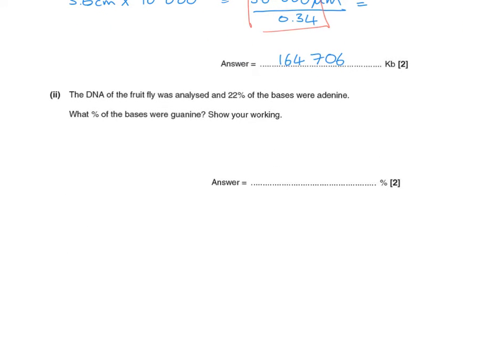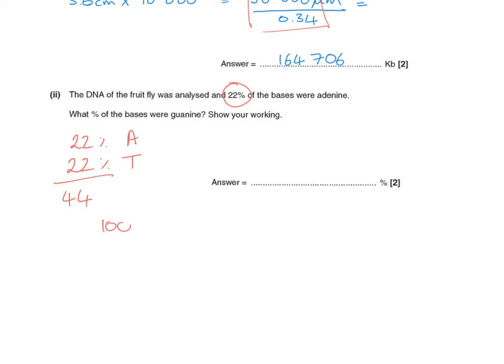Finally, the DNA of the fruit fly is analysed. This was done fairly well. So this refers to something called Chargaff's rule, which we did talk about. So 22% of the bases were adenine. Therefore, logically, because of complementary base pairing, we know 22% must be thymine. 22 plus 22 is 44%.